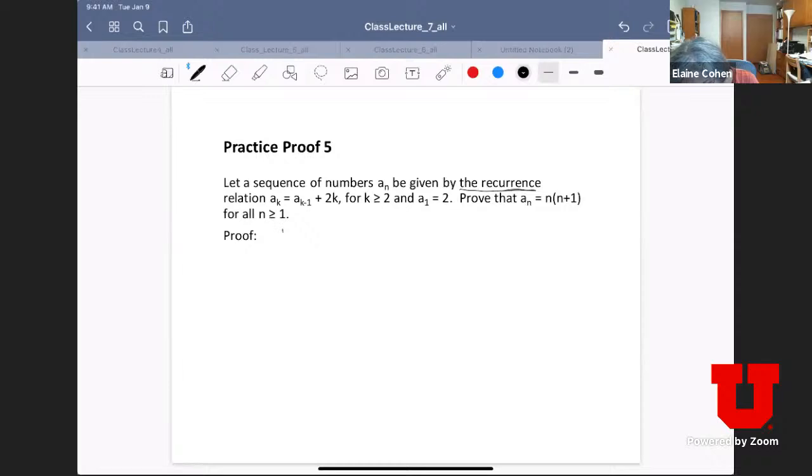Okay, so we're going to let b sub n be equal to n times n plus 1. And a sub n is given, so our predicate is that a sub n is equal to b sub n for n greater than or equal to 1, because that's what this says here. That's our predicate. So we prove the base case.